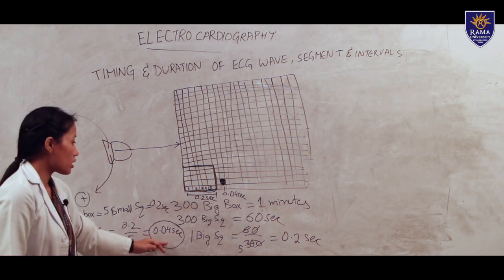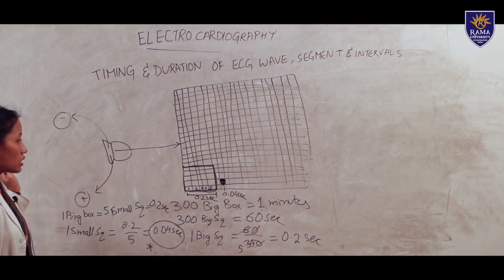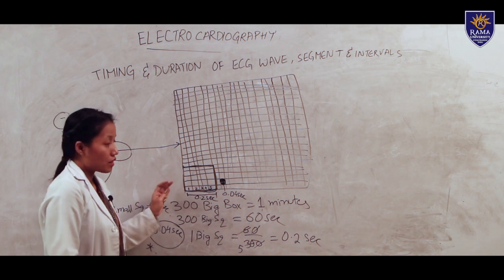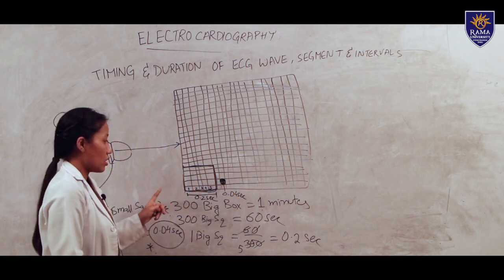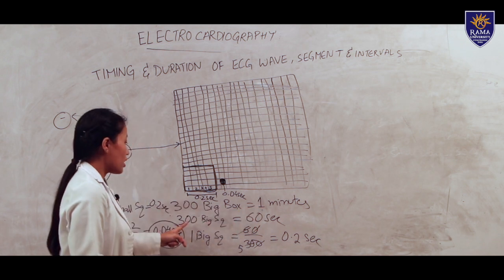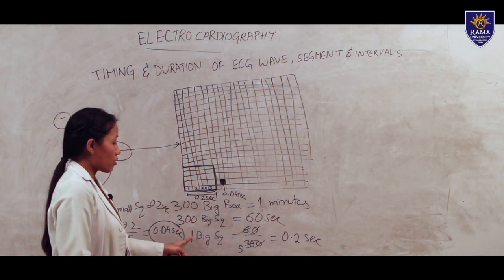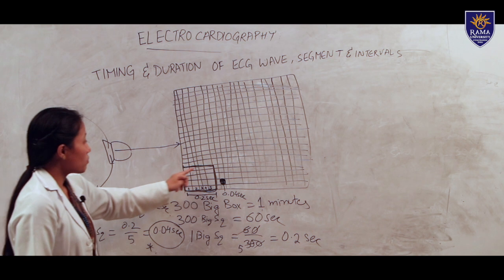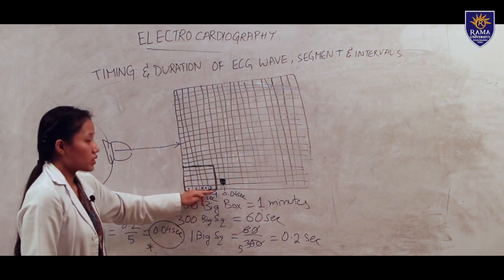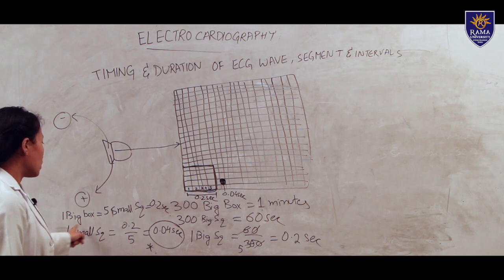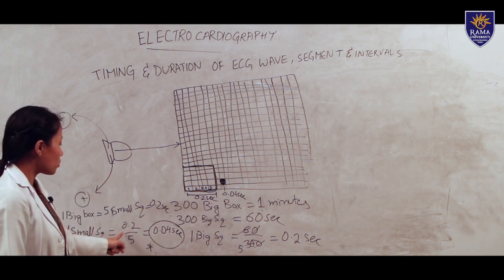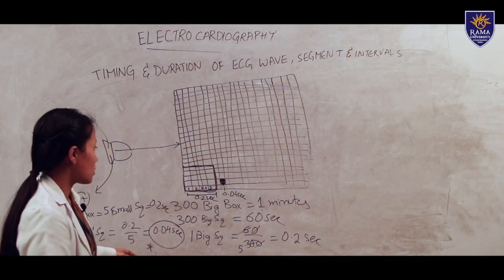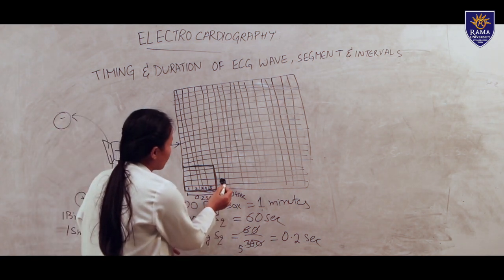How does this 0.04 seconds come about? Under a pointer, under a deflection, the rolling paper passes 300 boxes in 1 minute. So 300 big boxes is equal to 1 minute, and for 1 big box we divide 60 by 300, which gives 0.2 seconds. In 1 big box there are 5 small boxes, so these 5 small boxes equal 0.2 seconds, and 1 small square box is 0.04 seconds.